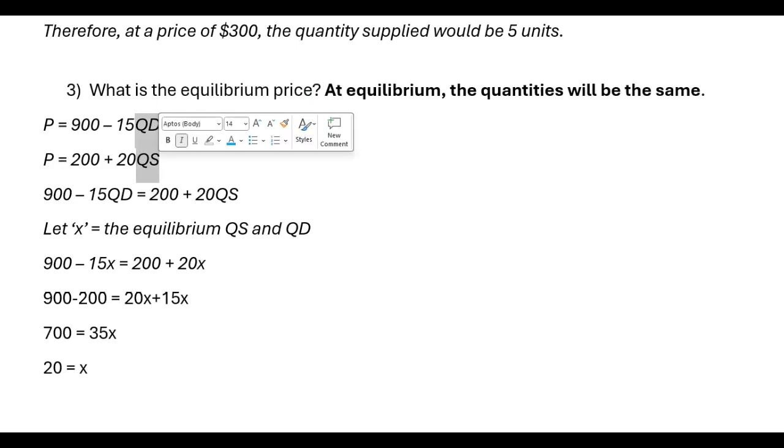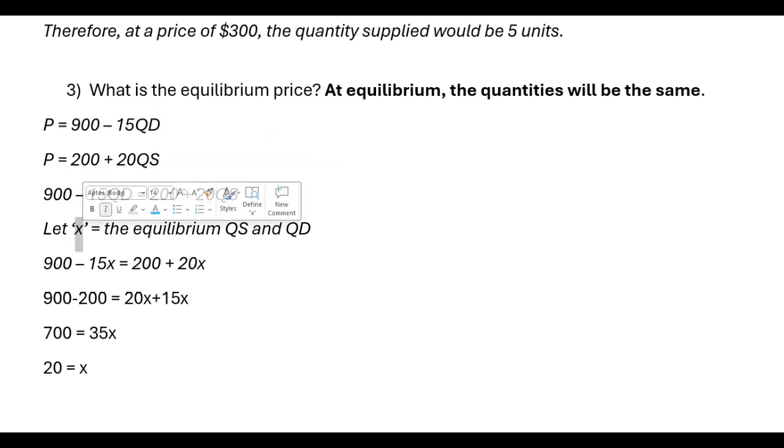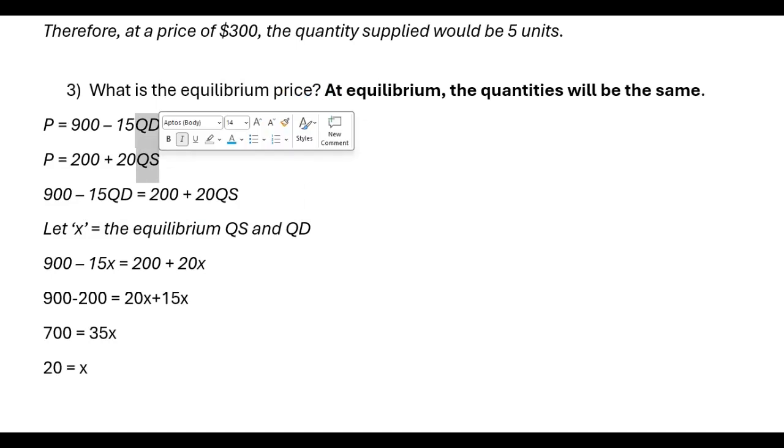So we'll just use a whole different variable. We'll use x or a capital Q or anything you like. But we just want to say that those two are going to be the exact same thing. So I don't need to say QD and QS. I can just say x for both of them.